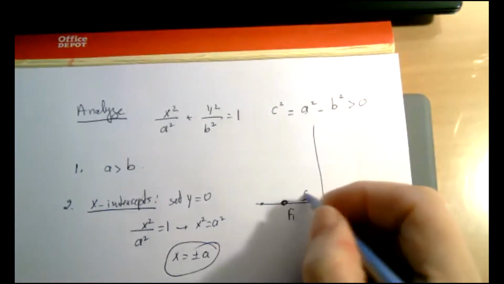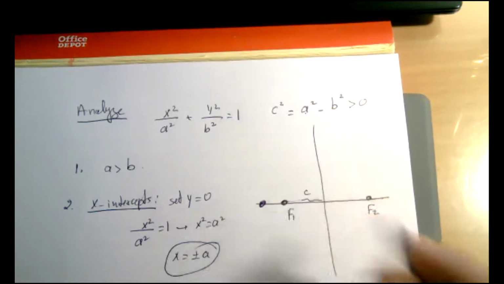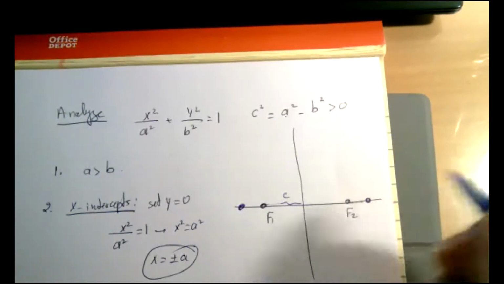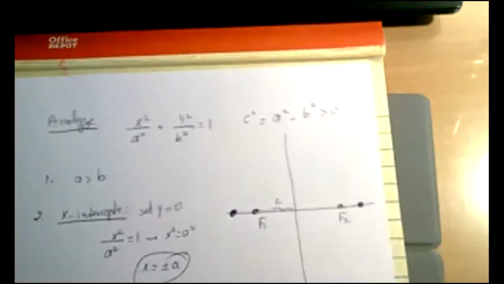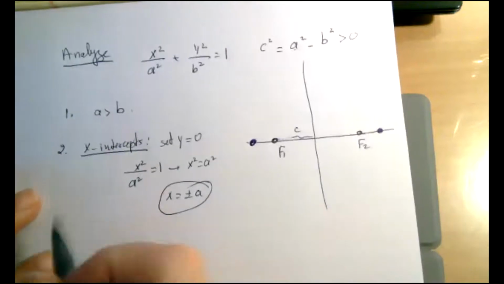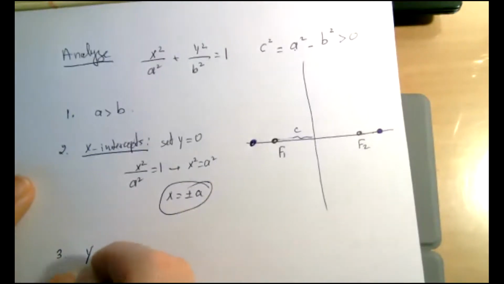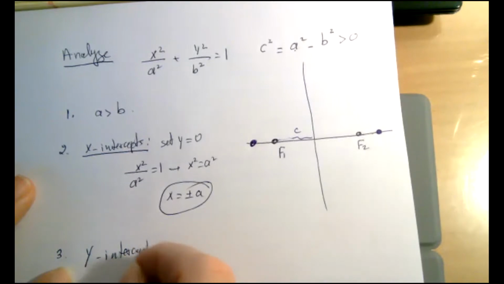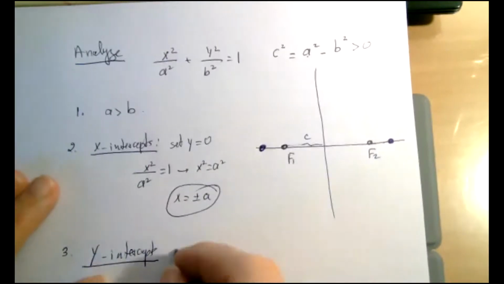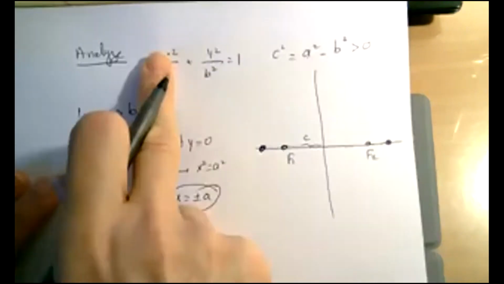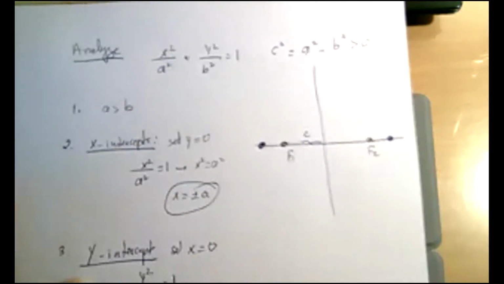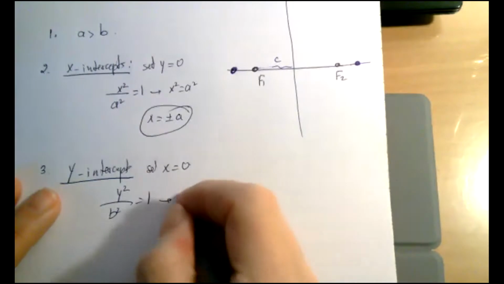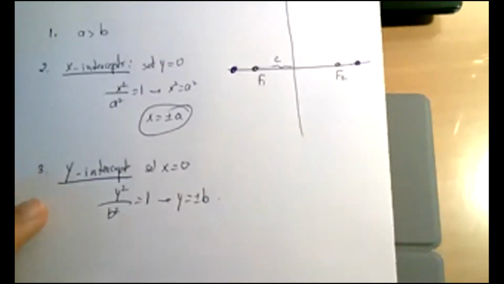This is c. a is larger than c. So plus a and minus a, these are the intercepts. Now, what are the y-intercepts? 3. To find the y-intercept, we're going to set x equal to 0. It means y squared over b squared equal to 1, which is going to give me y equal to plus or minus b.